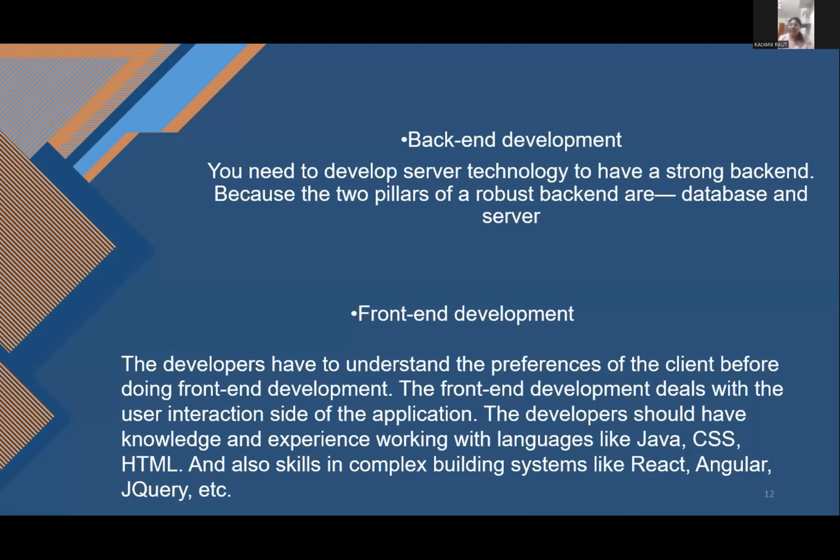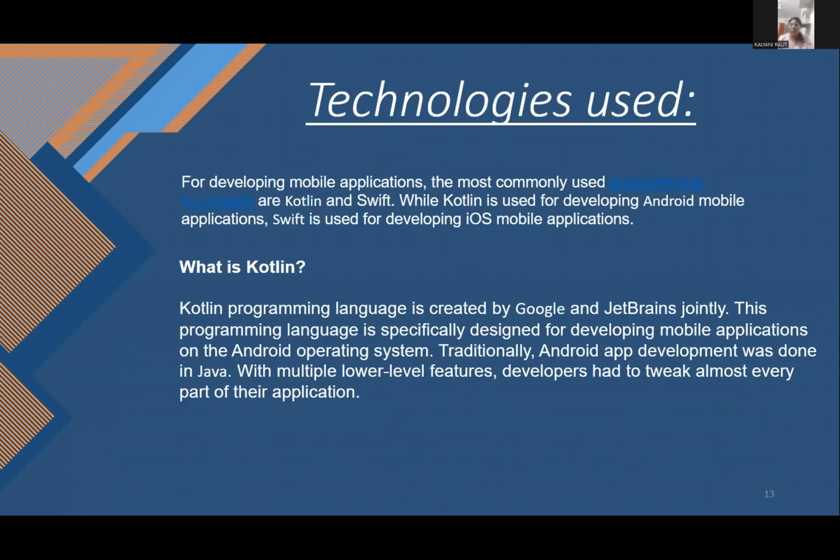Now backend development and front-end development. For backend development, we need to develop an application with a strong backend, which has two pillars: database and server. For front-end development, we need to understand the preferences of the client, as it deals with the user interaction side of the application. The developer should have experience working with languages like Java, CSS, JavaScript, and skills in React, Angular, jQuery, etc. The technologies most commonly used for developing mobile applications are Kotlin and Swift.